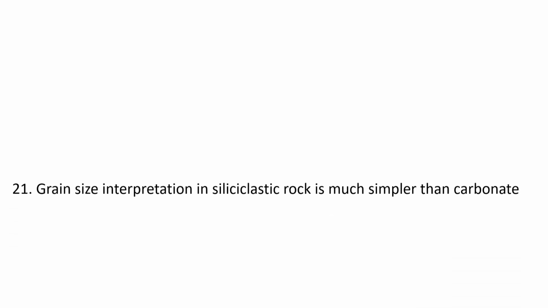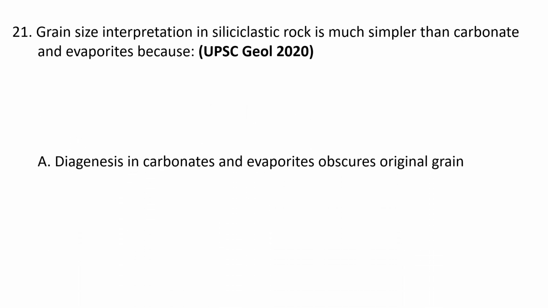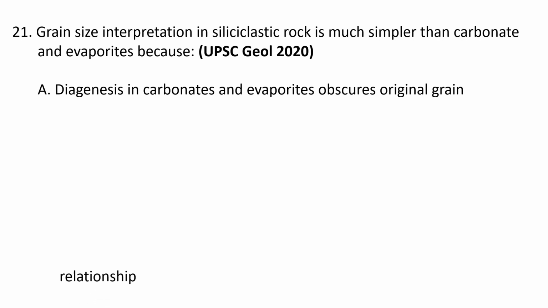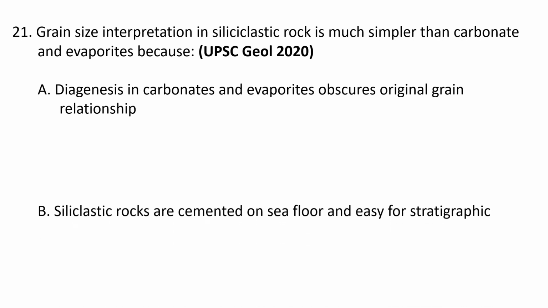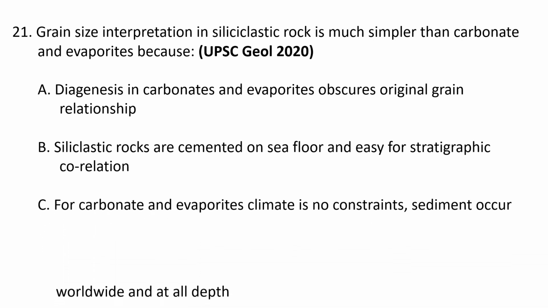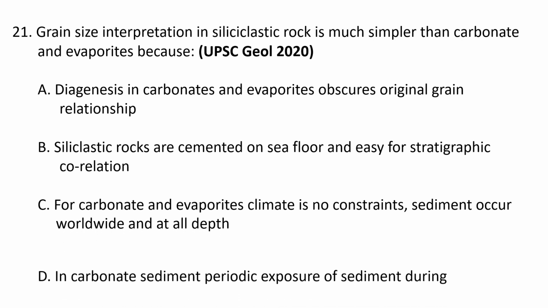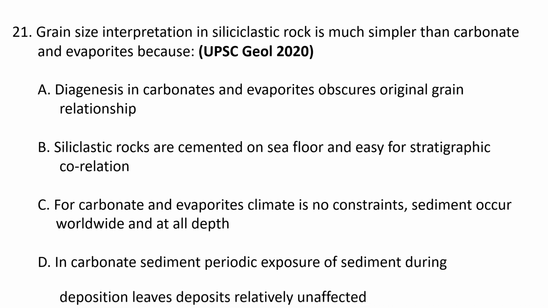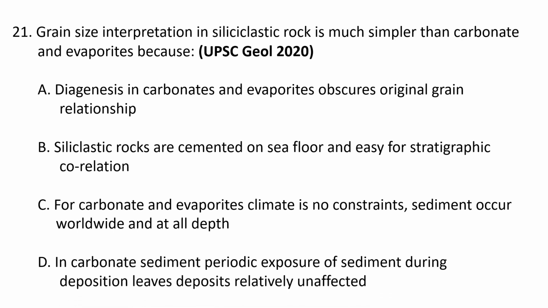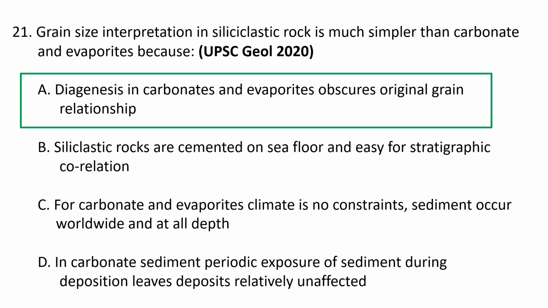Coming to the 21st question, grain size interpretation in siliciclastic rock is much simpler than carbonate and evaporites because, choices are A. Diagenesis in carbonates and evaporites obscures original grain relationship, and B. Siliciclastic rocks are cemented on seafloor and easy for stratigraphic correlation, and C. For carbonate and evaporites, climate is no constraint, sediments occur worldwide and at all depth. And D. In carbonate sediment, periodic exposure of sediment during deposition leaves deposits which are relatively unaffected. The correct answer is A. Diagenesis in carbonates and evaporites obscures the original grain relationship.